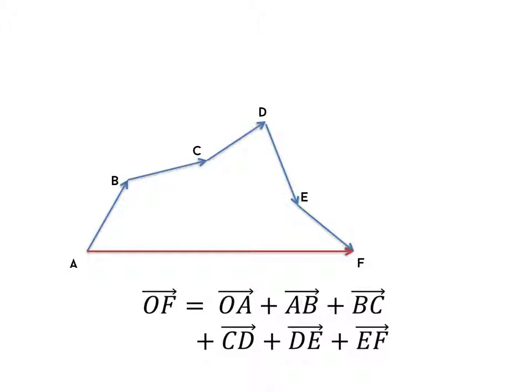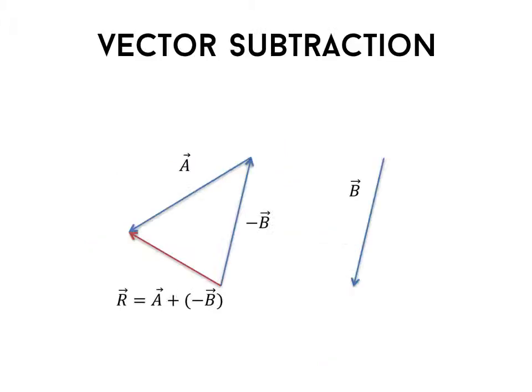The same general approach can also be used to add more than two vectors. The resultant vector sum is the vector drawn from the tail of the first vector to the tip of the last. Again, the order in which the vectors are added is unimportant.